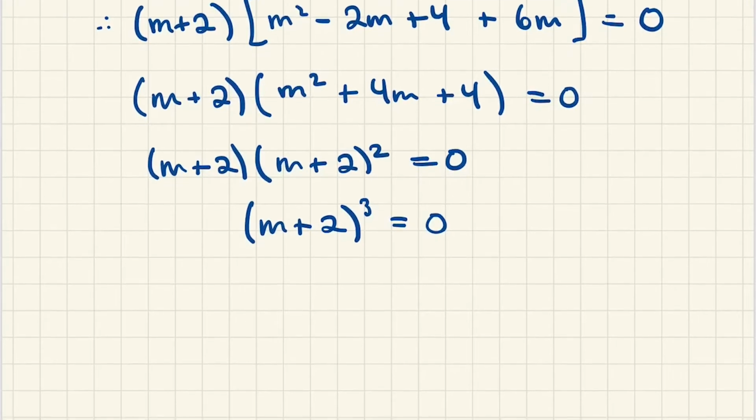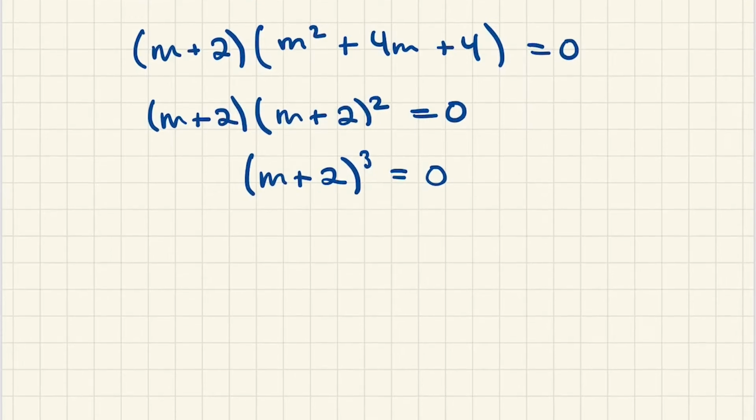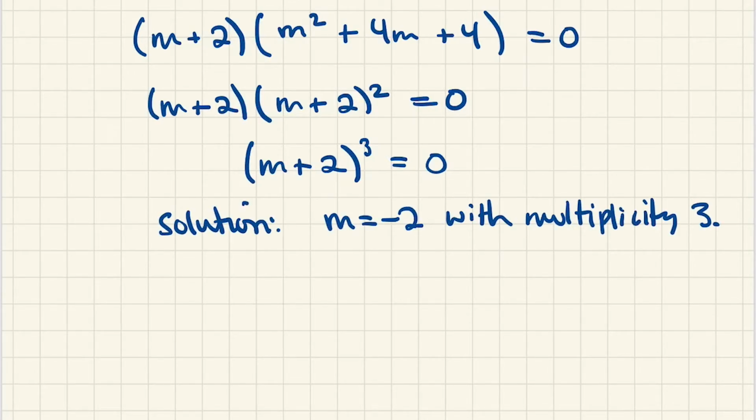Okay, so that's sort of good news and bad news. Good news because we've solved this equation. Bad news because we definitely have a solution with high multiplicity. Again, multiplicity meaning that there are 3 instances of this. So you could say the solutions are -2, -2, and -2.